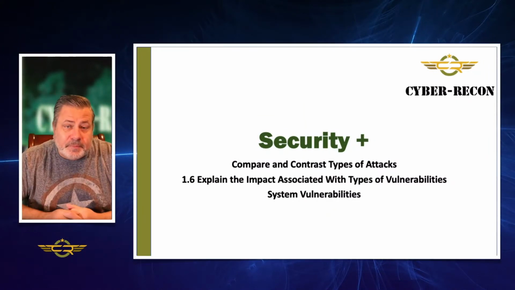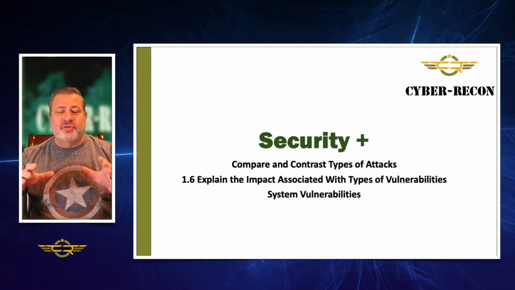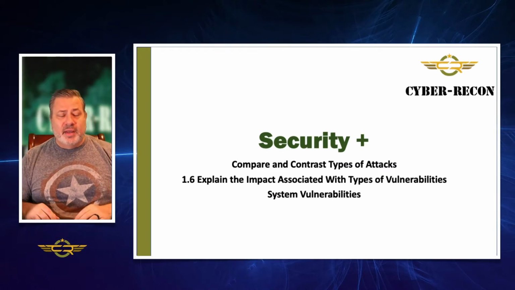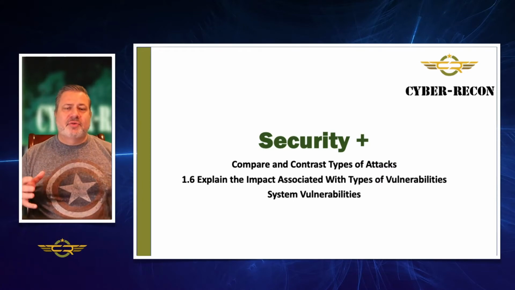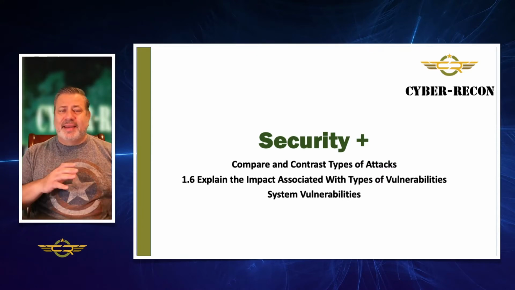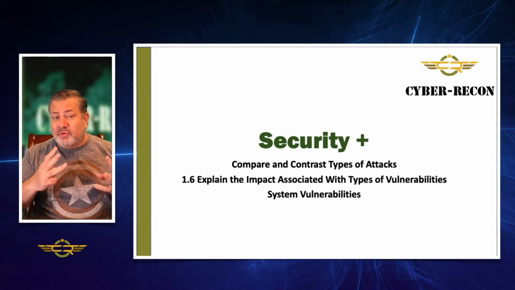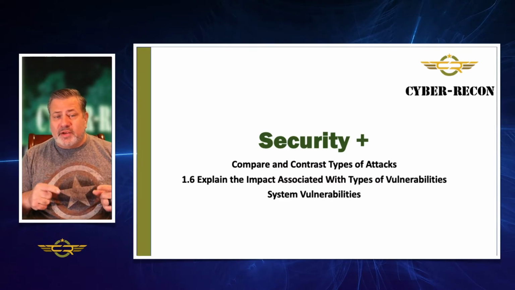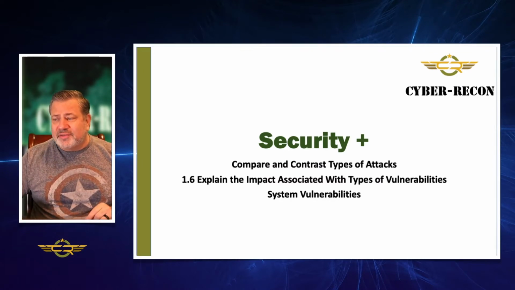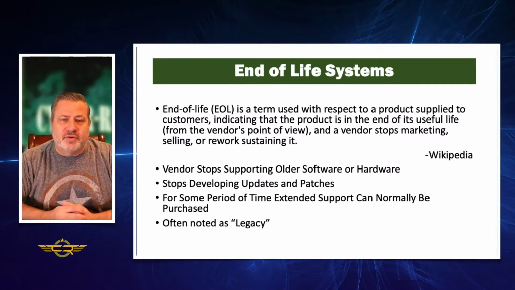All right, 1.6 talks all about explaining the impact associated with types of vulnerabilities. In this slide deck, we're going to talk about system vulnerabilities, and these are the three things that CompTIA locks together in this grouping: end of life, embedded systems, and lack of vendor support. So three things you need to know to be ready for the Security Plus certification exam. Without further ado, let's jump into end of life systems.